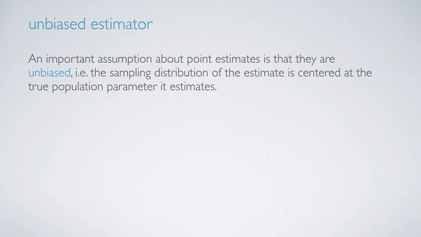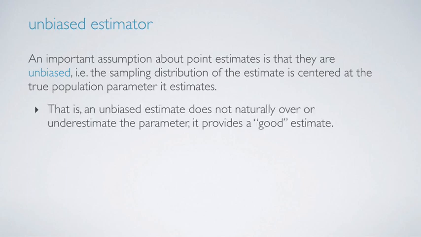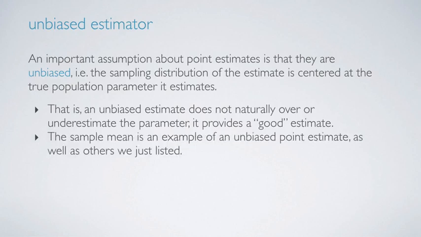An important assumption about the point estimates is that they're unbiased. In other words, the sampling distribution of the estimate is centered at the true population parameter it estimates. That is, an unbiased estimate does not naturally over or underestimate the parameter, but instead it provides a good estimate. We know that the sample mean is an example of an unbiased point estimate because the central limit theorem tells us that the sampling distribution of sample means is going to be nearly normal, centered at the true population mean. And the other estimates that we listed in the previous slides are also good examples of unbiased estimators.